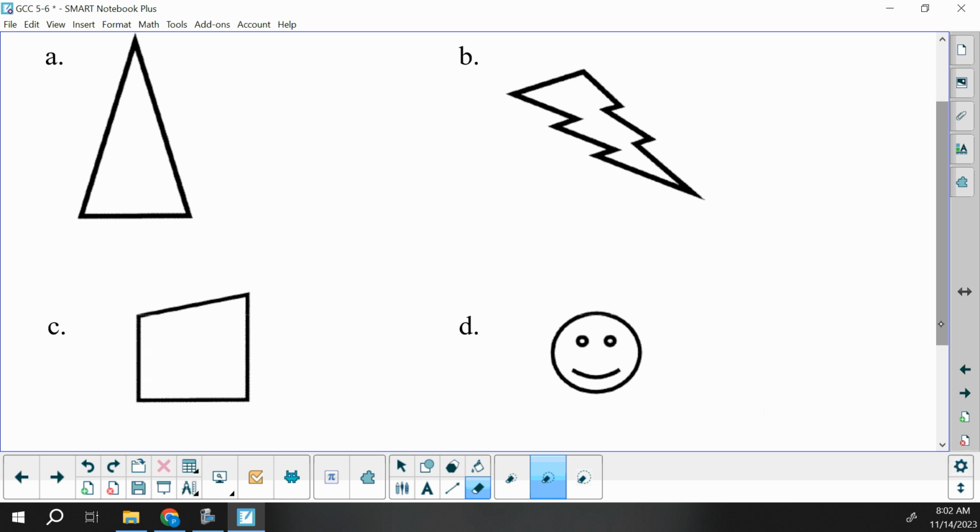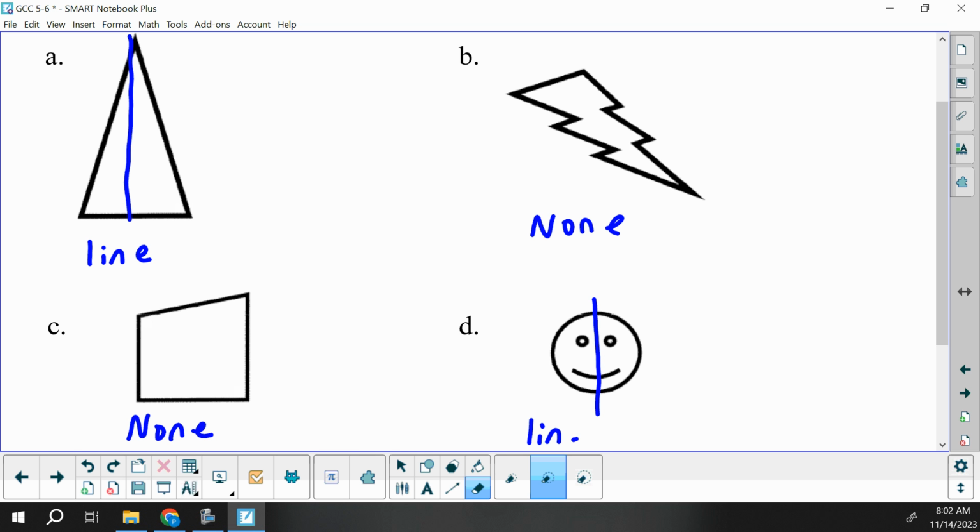All right, first one, we have a vertical line of symmetry. That should be the only symmetry we have. For the lightning bolt there are no lines of symmetry. C here, this is basically a trapezoid because you have one pair of parallel sides. This should have been none. And the smiley face, you've got a vertical line of symmetry, but no rotational symmetry or point symmetries.